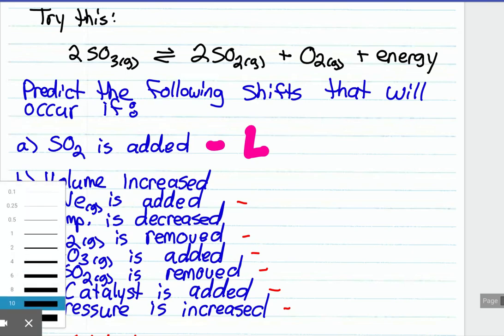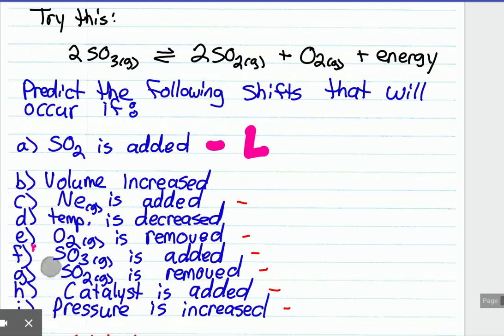If we look at increasing our volume, by increasing volume, we are going to decrease our pressure. And so because we're decreasing our pressure, we're going to shift to the side that would have more molecules. So because our reactants only have 2 molecules, but our products have 3 molecules, we're going to shift right if we increase our volume, because that means we're getting a decrease in pressure. I told you the stylus is being terrible.